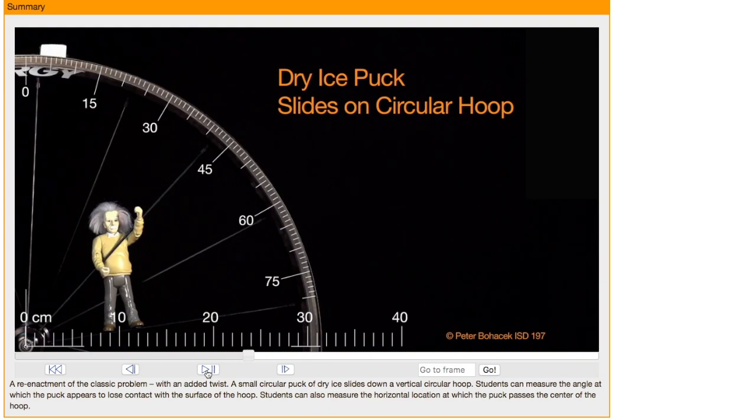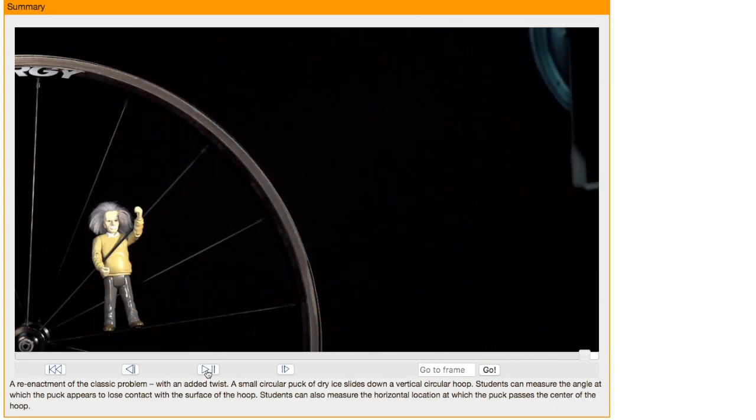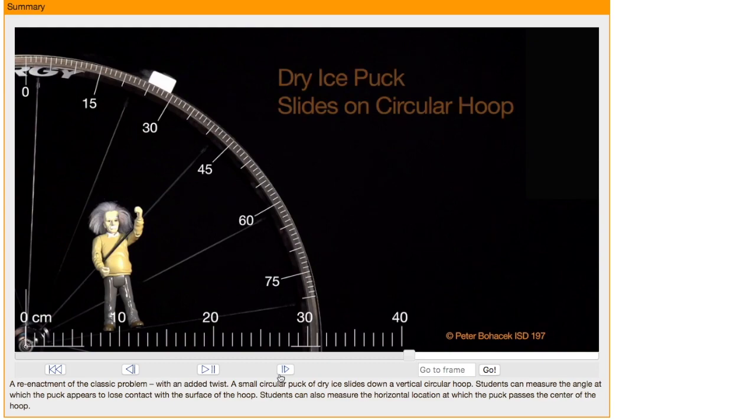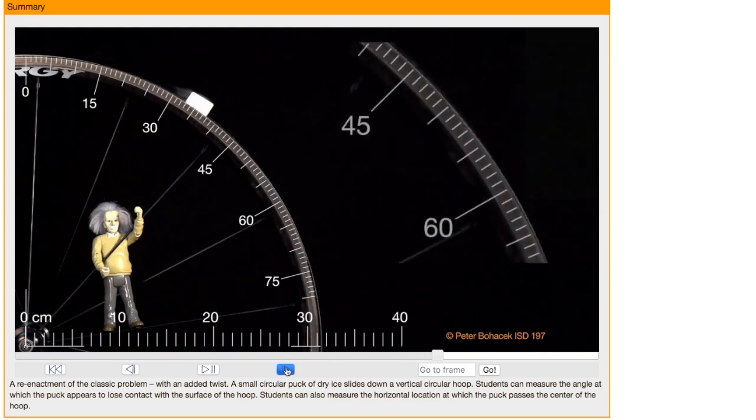Okay, I want to leave you here with an experiment. You see there's a dry ice puck sliding on a hoop. You'll first see it going fast, but now we'll go back frame by frame and have a look at it in slow motion again. This is a direct measurement video from Peter Bohacek. He's a local high school teacher, but have a look at the puck now in this angle.